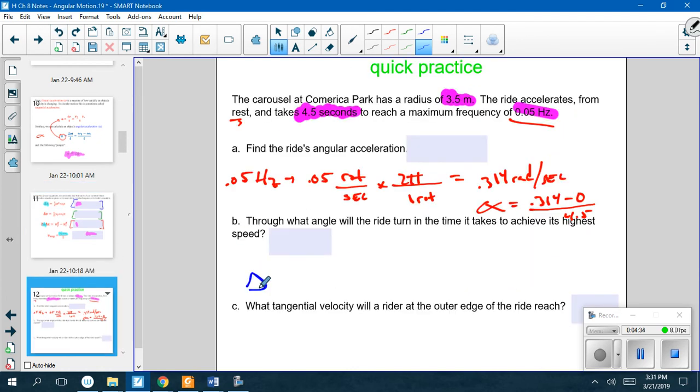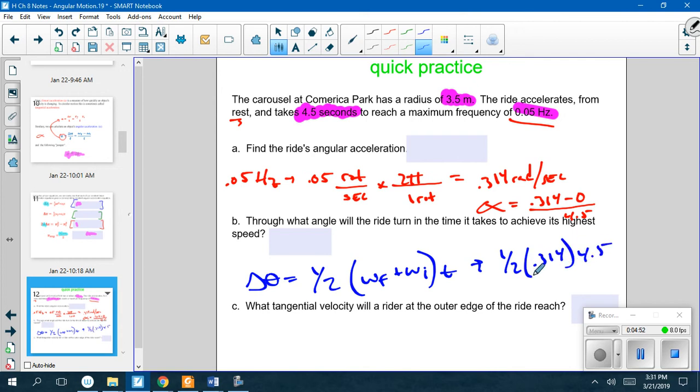Okay, so we have delta theta. That equals half times the final plus our initial, times time. So we have 0.314 times 4.5, and that should give us our radians, our angle that we're going through, and that is 0.7 radians in that amount of time.